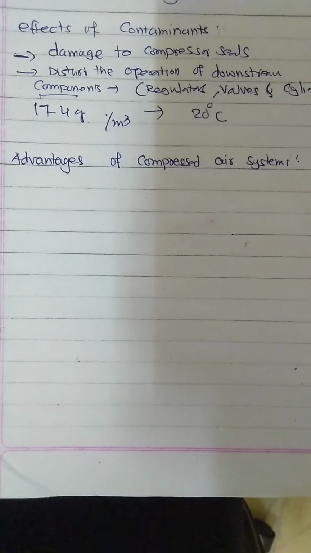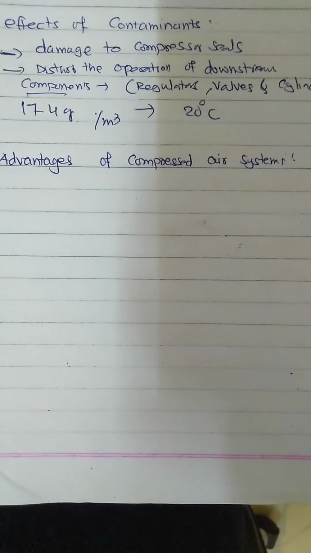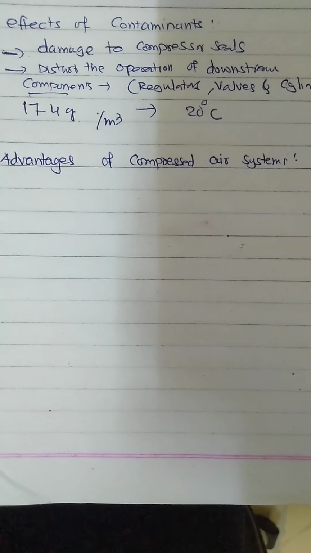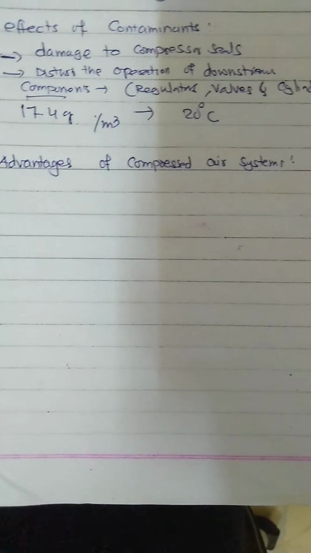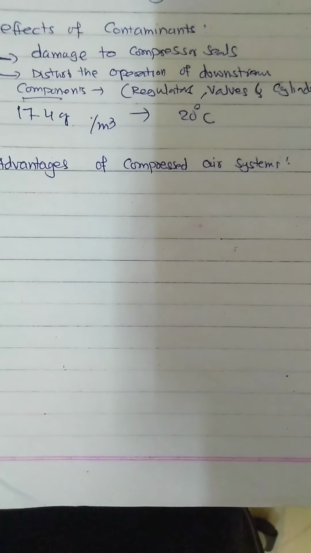If you talk about the advantage on the basis of storage, a huge quantity of compressed air can be easily stored in a receiver tank. This is the stored potential energy. The system can receive the compressed air directly from the tank, and the compressor need not be in operation always.